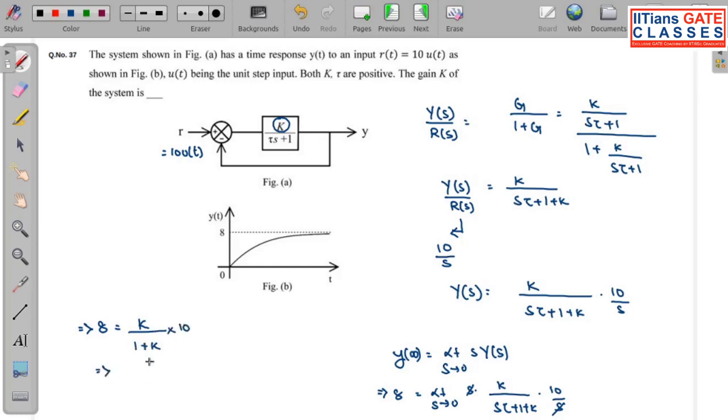If I solve this by cross multiplication, it will be 8 plus 8k equals 10k. So 2k equals 8, which implies k equals 4. So the answer to this question is 4. Very simple question you have seen.